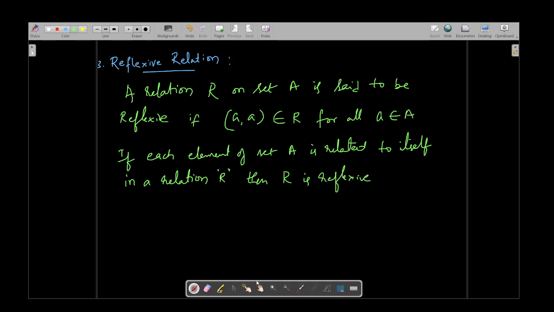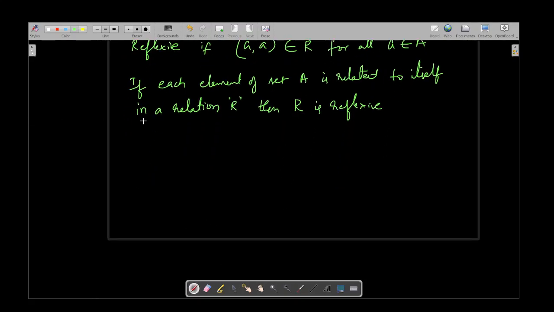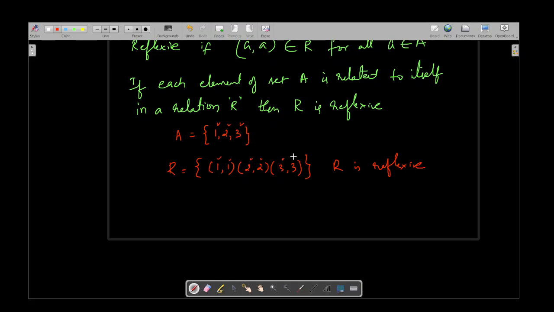We'll take an example to understand this. If I have a set A equals {1, 2, 3}, and if I define a relation R equal to {(1, 1), (2, 2), (3, 3)}, then R is reflexive, because you can see the elements of A are 1, 2 and 3, and each of these elements is related to itself. 1 is related to 1, 2 is related to 2 and 3 is related to 3.